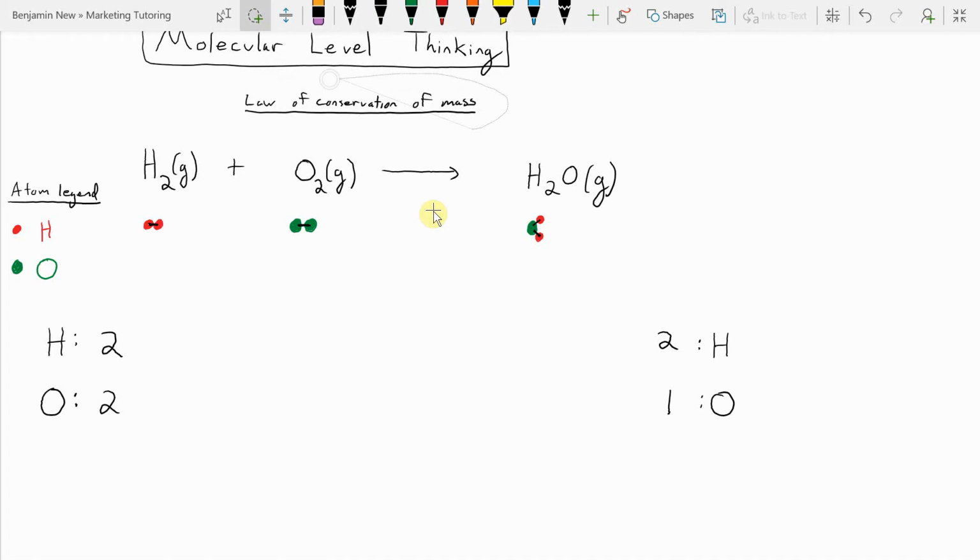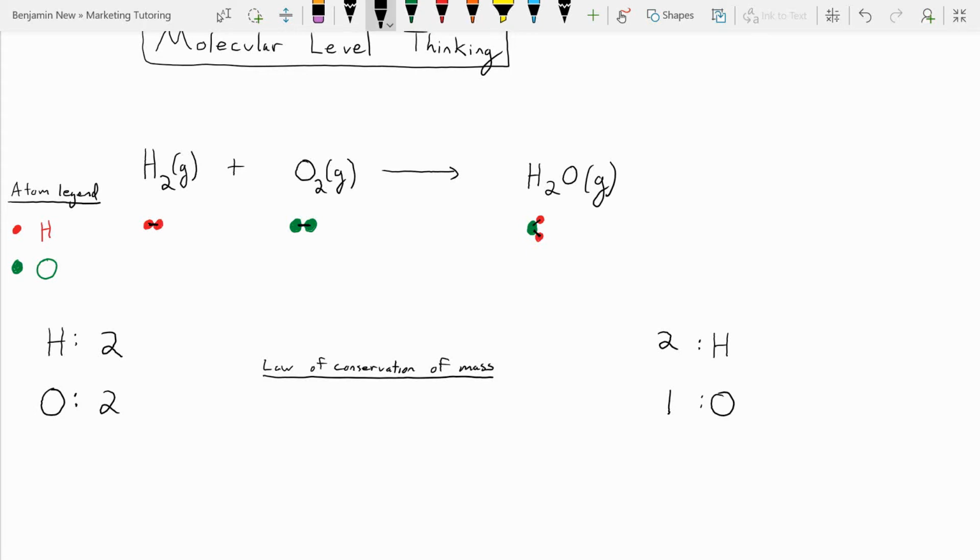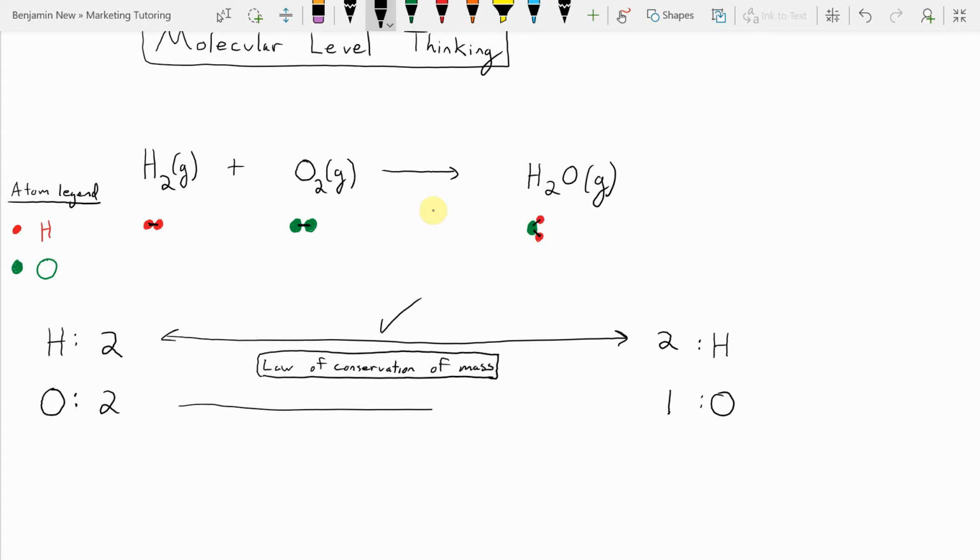This is effectively what we're using to tell us, hey, we don't have enough atoms on the right or the left. So we need to, quote unquote, balance the atoms on both sides. That's what we're doing when we're applying the law of conservation of mass. So we have to ask ourselves, do we have the correct amount of hydrogen atoms on both sides? Well, yes, that's conserved, so that's good. But the problem here is that these are not balanced.